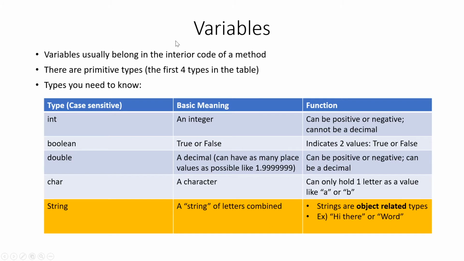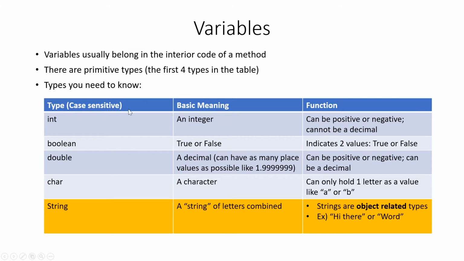Variables. So I'm going to teach you how to make variables. The variables usually belong in the interior code of a method. So it usually belongs where the System.out.println line usually belongs. In order to actually make variables, you must understand the types involved with it. There are different kinds of types. The main kinds of types you're going to have to know are called primitive types. The primitive types are very important.